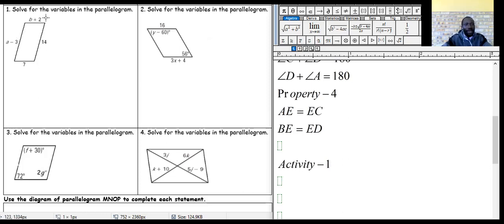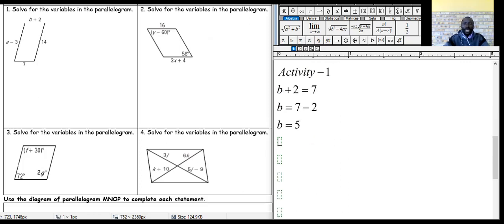Now, notice that we have already seen that B plus 2 and these other sides here are opposite sides and they are also congruent. What that means is that B plus 2 gives 7. They are the same in length. And so can we find the value of B? Yes, B is going to equal 7 minus 2. Notice that when we transfer the 2 from the left-hand side to the right-hand side, it becomes minus, since initially it was positive. So that way we can find the value of B, which is 5.